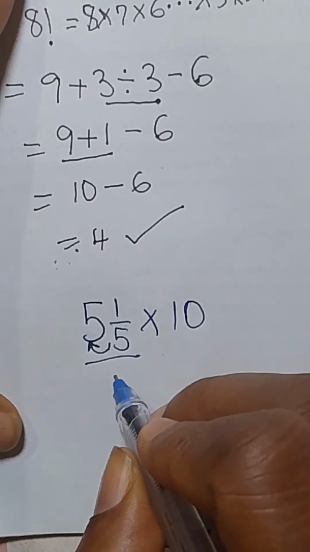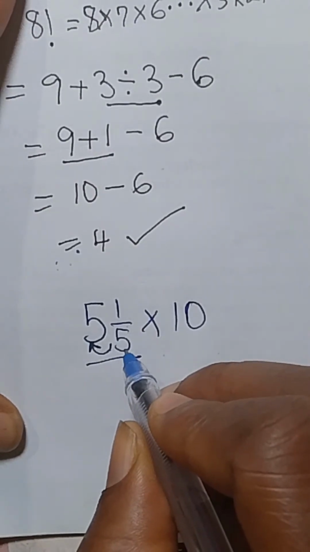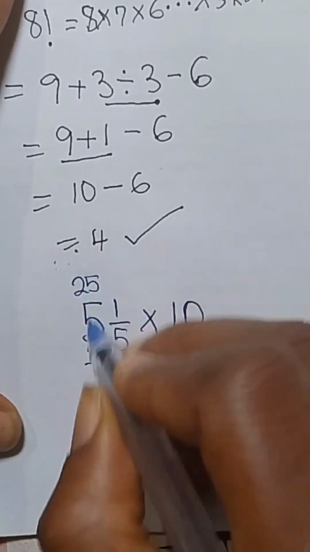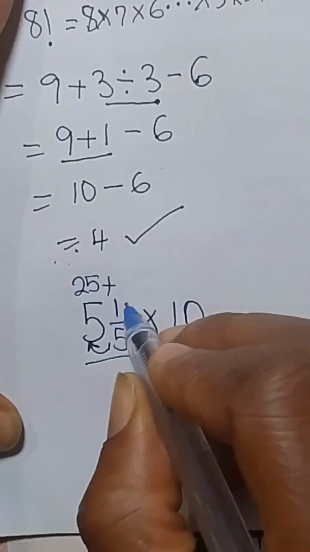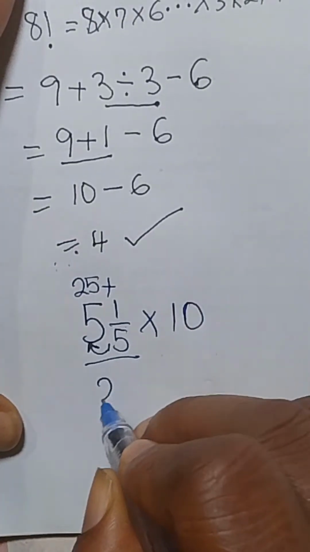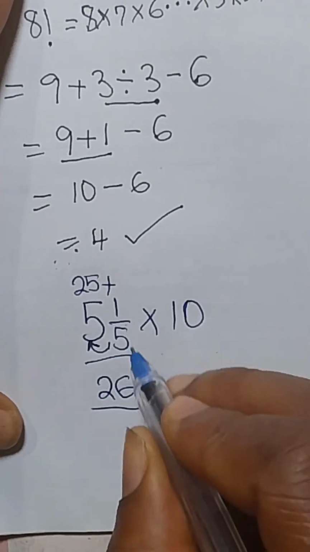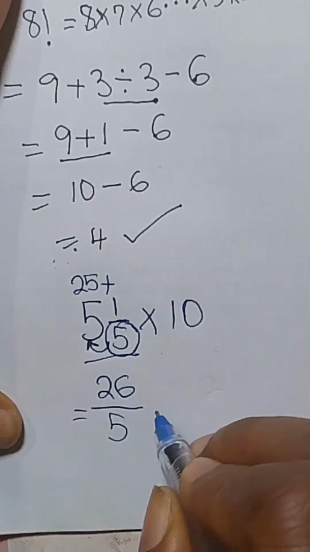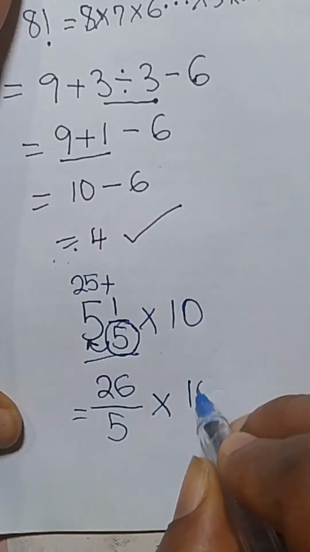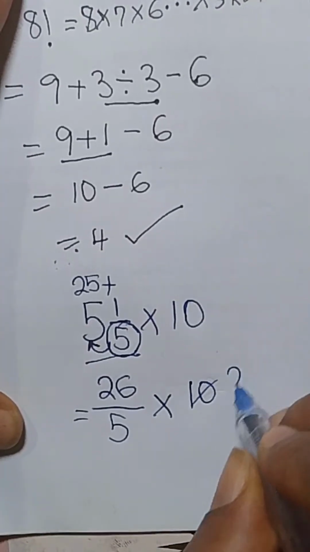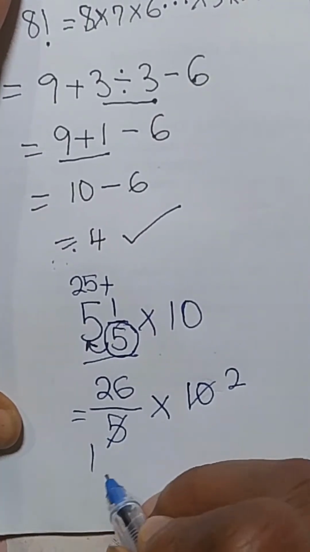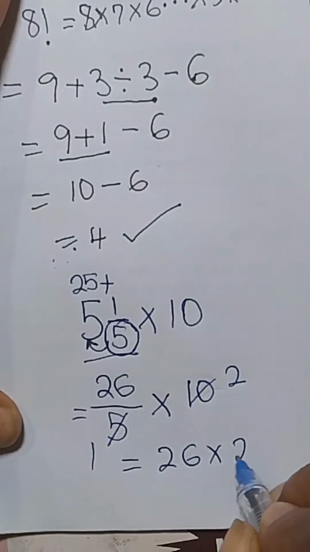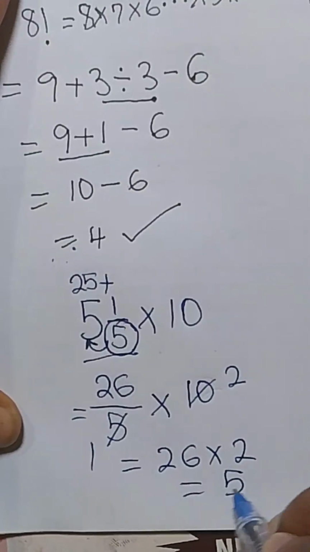But I'm going to show this so you see how you do it. We have 5 multiplied by 5 will give us 25. 25 plus 1 is 26, all over the denominator, which is 5, times 10. 5 will cancel here, we have 2. 5 will cancel here, you have 1. So we have 26 multiplied by 2, and that is equal to 52.